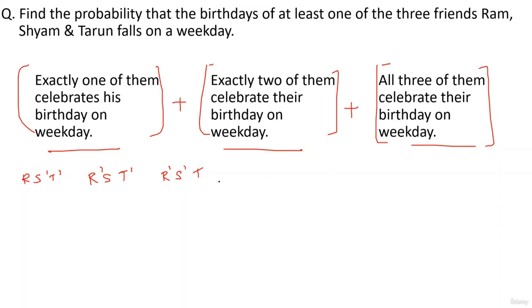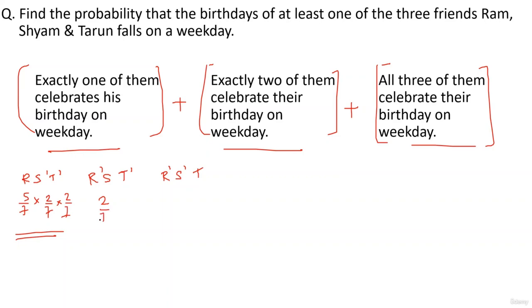अगर राम इज सेलिब्रेटिंग अ बर्थडे ऑन अ वीकडे, his probability of celebrating the birthday on a weekday will be 5/7. Okay, and Sham and Tarun each are celebrating their birthday on weekends, right? तो इन दोनों का बर्थडे हमें साथ में चाहिए वीकेंड पे, so that probability will be 2/7 into 2/7, isn't it? ओके गाइस, या तो ये होगा या फिर सेकंड केस होगा, राइट?